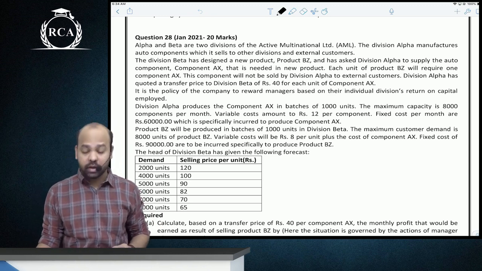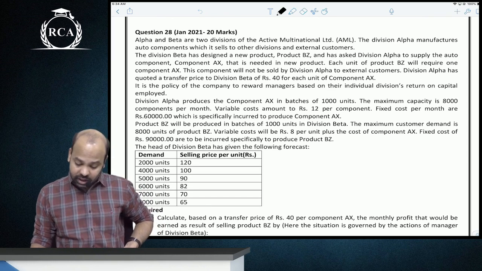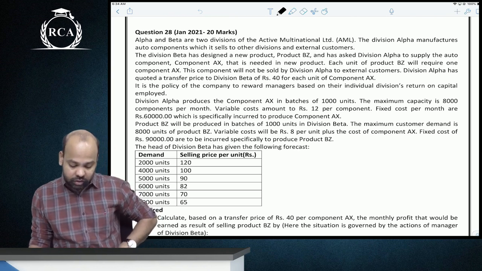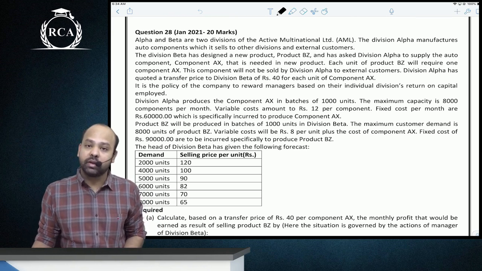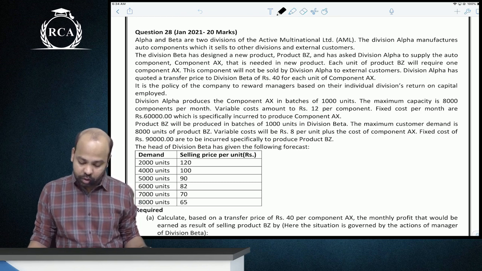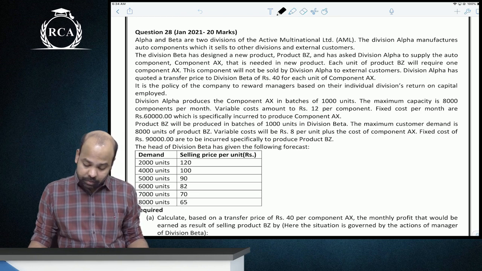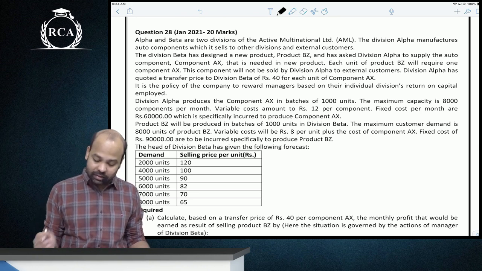You will know, guys. Now, Alpha and Beta are two divisions of Active Multinational Limited. The division Alpha manufactures auto components, which it sells to other divisions and external customers. Division Beta has designed a new product BZ, and has asked Division Alpha to supply the auto component AX that is needed in the new product.